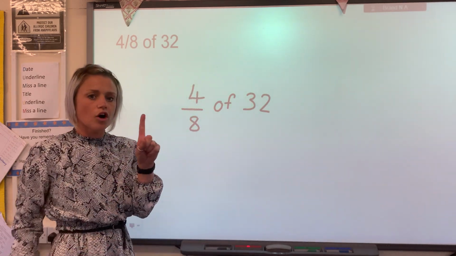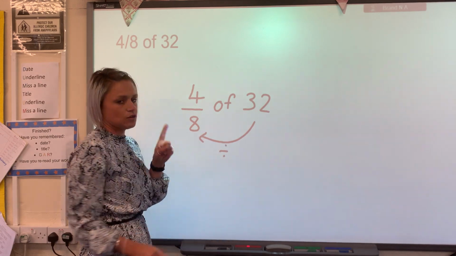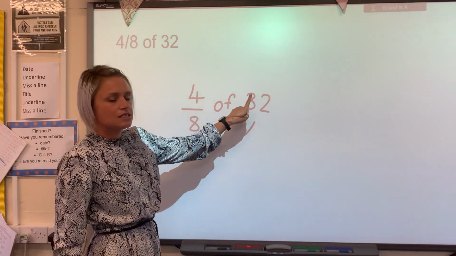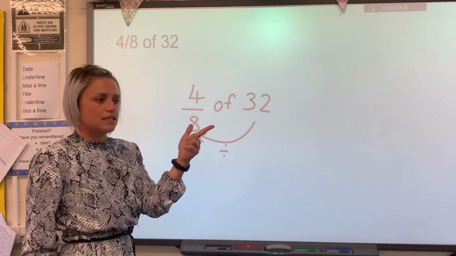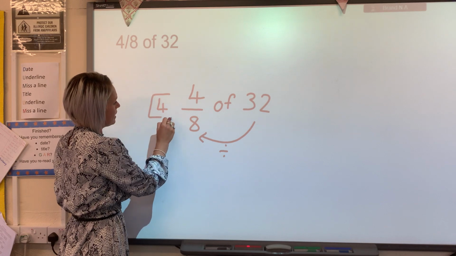So you've got to find 1/8 first. That's why we divide first to find 1/8. So how many 8s in 32? 8, 16, 24, 32. There are 4. So right at the side.